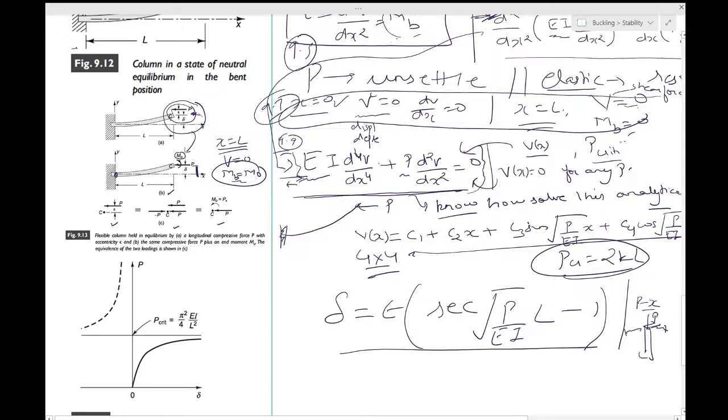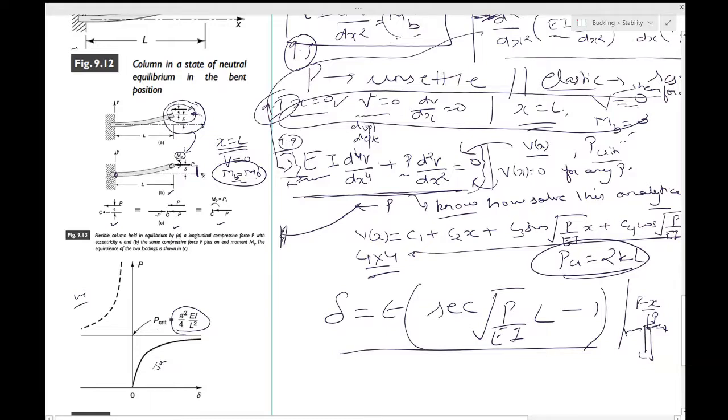And P critical again is something which we have calculated before, and we had done that for x equal to 0. P critical was pi squared by 4 EI by L squared, and this is known now. So this part is again stable and this part should be unstable.